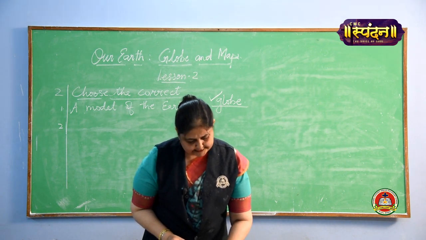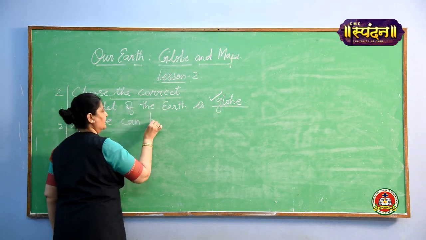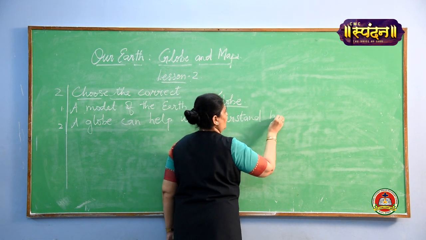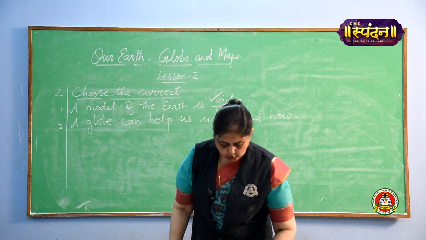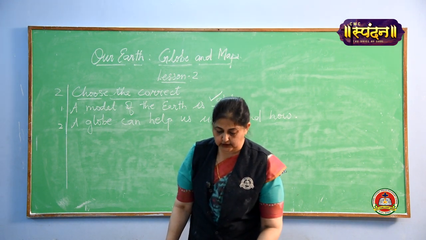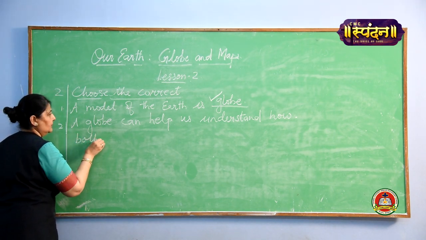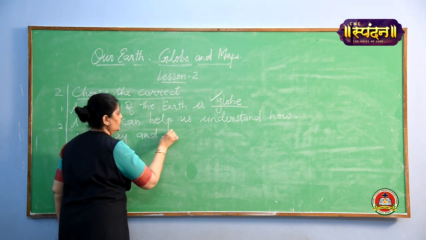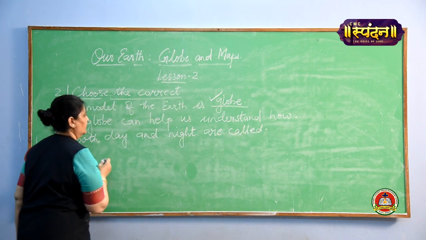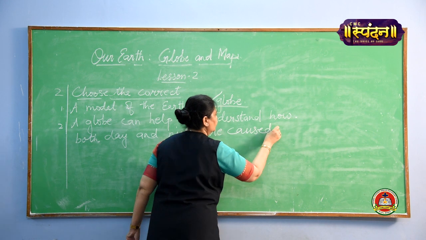Then the second sentence is, a globe can help us understand how. How what? Three options are again given: only days are caused, only nights are caused, both day and night are caused. Children, the third option is correct. Both day and night are caused. Tick that one. Sorry, not called, caused, C-A-U-S-E-D. Correct? Put a tick here.